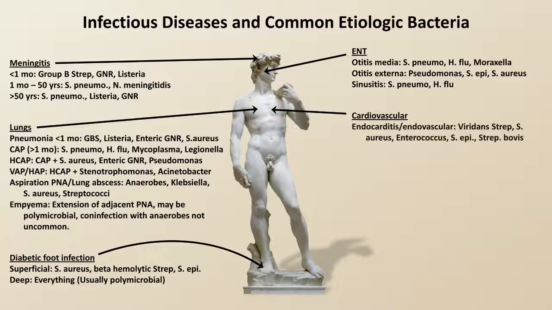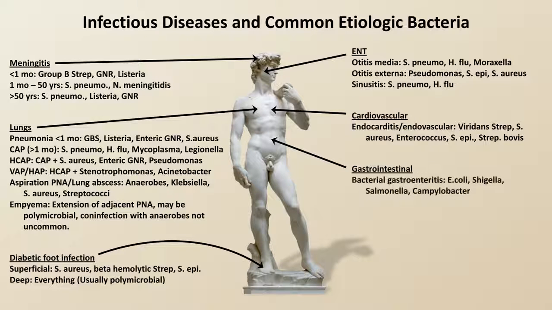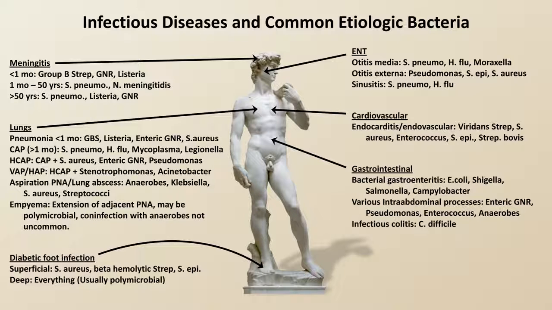Endocarditis and other endovascular infections are almost always from gram-positive cocci, including but not limited to viridans strep, Staph aureus, Enterococcus, Staph epi, and Strep bovis. Moving on to the gut, bacterial gastroenteritis is often due to E. coli, Shigella, Salmonella, and Campylobacter. A whole host of intra-abdominal processes, from abscesses to cholangitis to diverticulitis, share similar microbiologic causes, including enteric gram-negative rods, Pseudomonas, Enterococcus, and anaerobes.